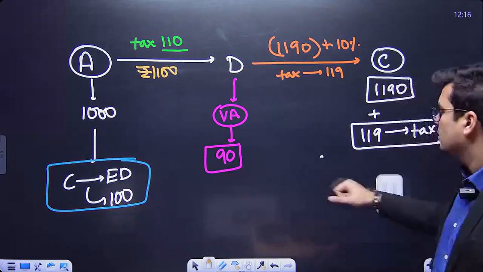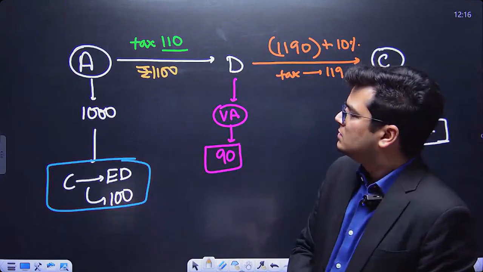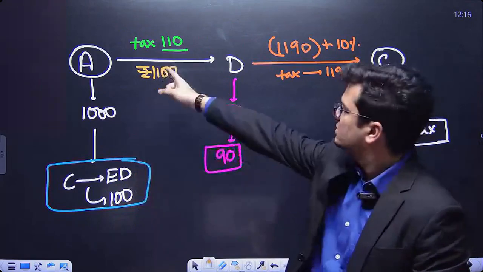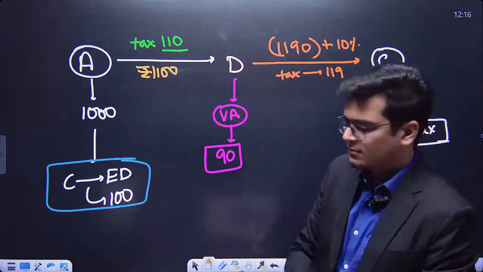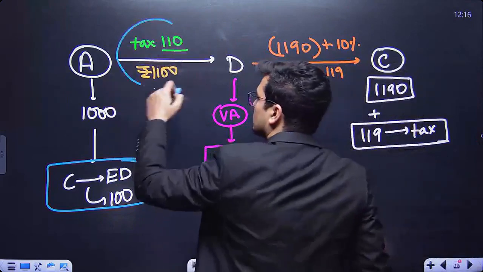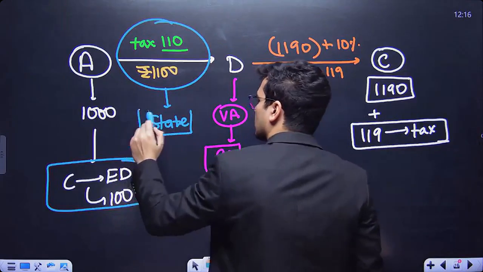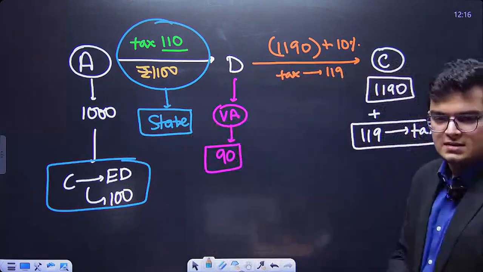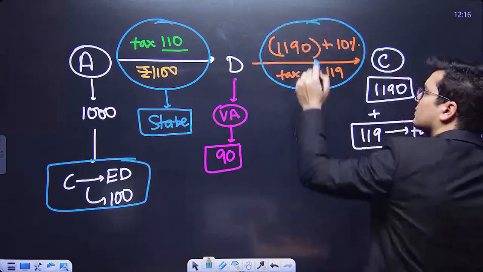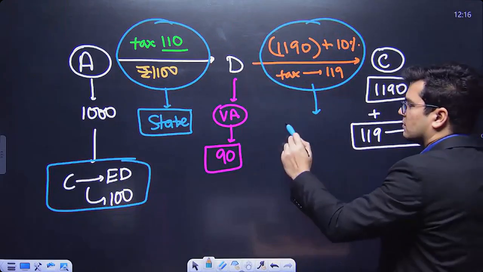Now why is this happening? This is happening because the tax collecting entity here and the tax collecting entity here are different. Who is collecting this tax? State government. Who is collecting this tax? State government.